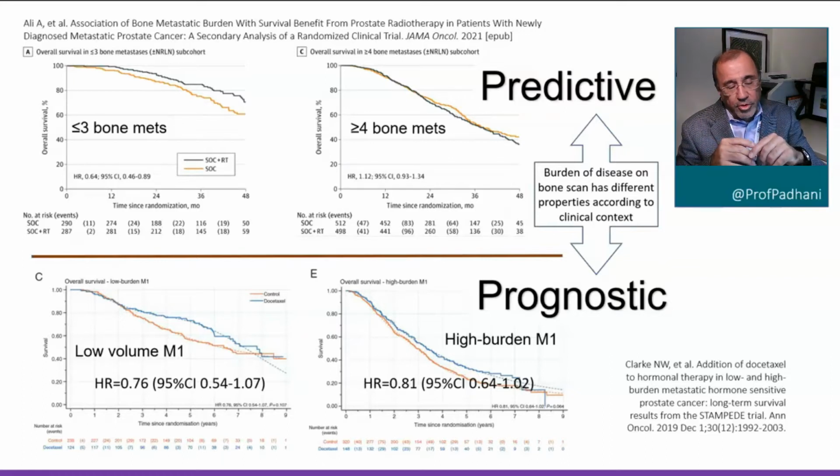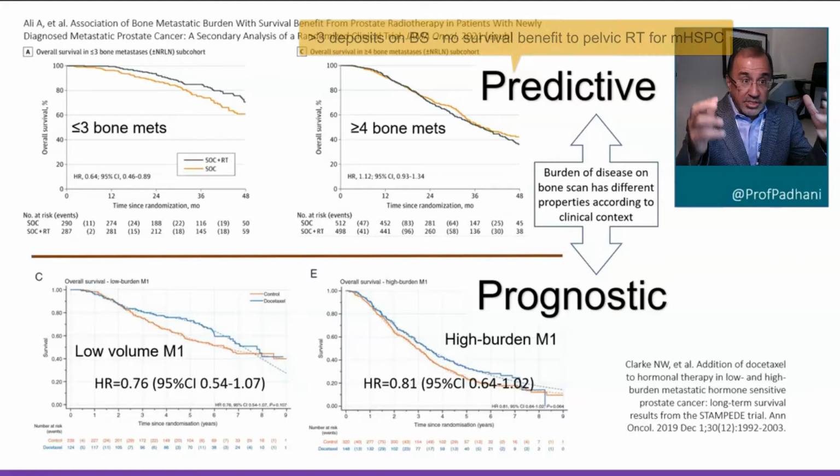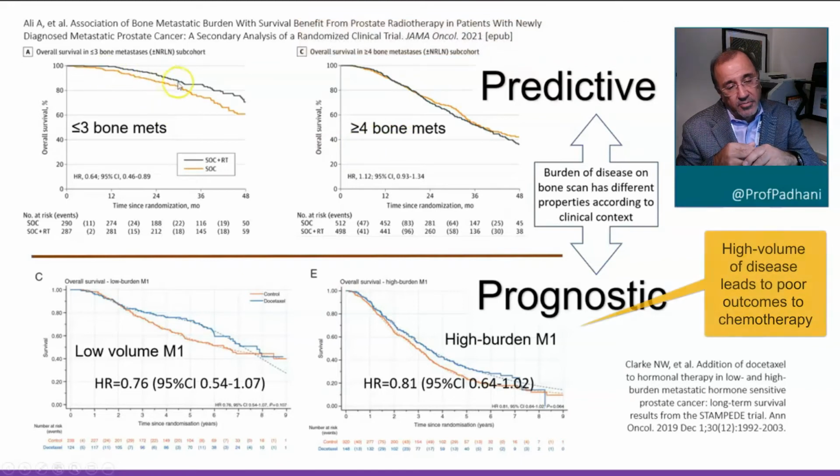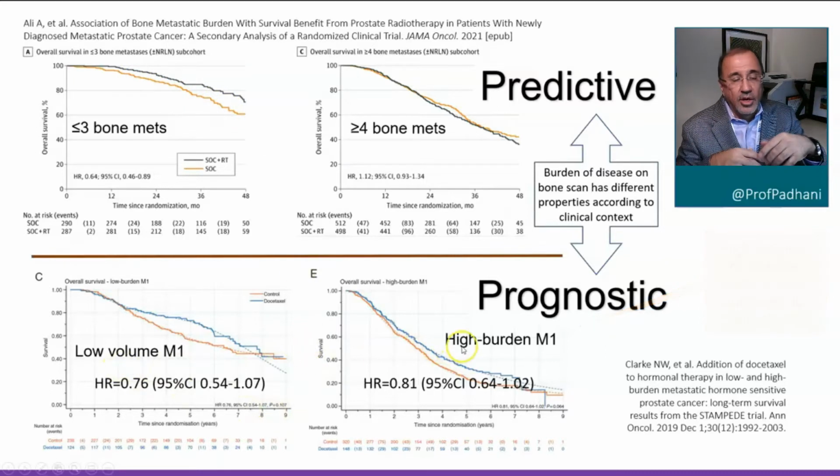So if you look on the top row, you can see the extent of bone disease is predictive of whether you will get a survival benefit to pelvic radiotherapy in the setting of hormone-sensitive prostate cancer. And on the bottom row, you can see the burden of disease is also prognostic regarding the success of docetaxel therapy, again in metastatic hormone-sensitive prostate cancer.